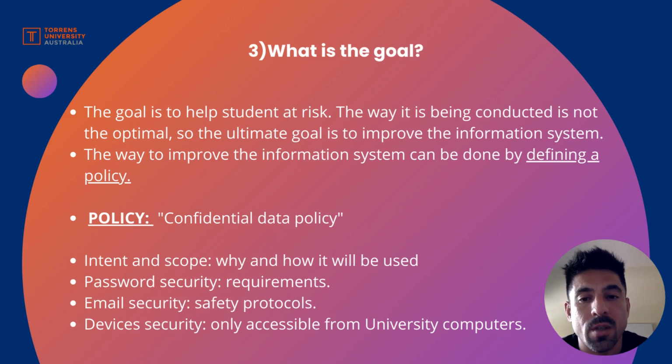I chose a name for it. I call it the confidential data policy. So there's intent and scope, and this is why and how this policy will be used. Password security: the requirements of these passwords, the characters, how they're going to recover them, etc. Then email security, safety protocols, similar to the password security, there have to be some protocols. And then device security: only accessible from university computers, no cell phones, no tablets, etc.